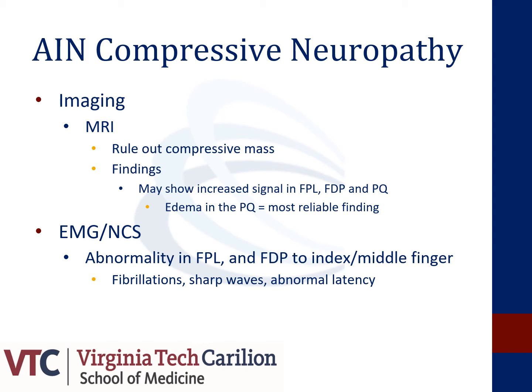Additional imaging that can be obtained in the setting of AIN compressive neuropathy is an MRI. You can start to see alterations in signal intensity as early as 4 days after onset. MRI is generally utilized to rule out an associated compressive mass, and what you may find is increased signal in the musculature associated with AIN innervation. The most reliable finding is edema within the pronator quadratus.